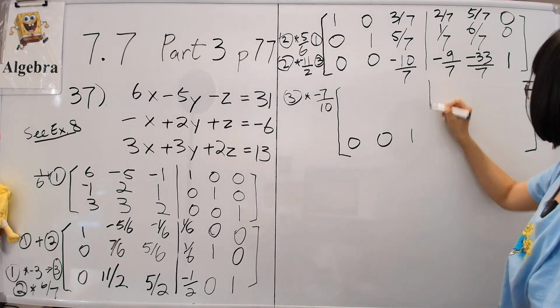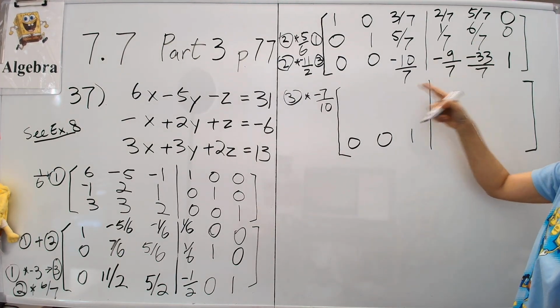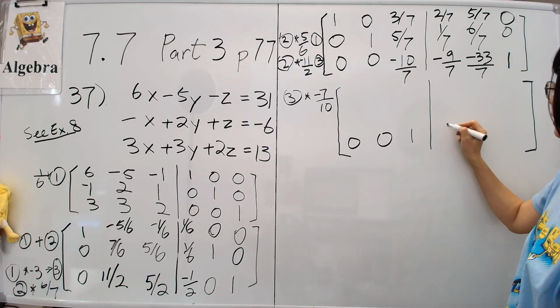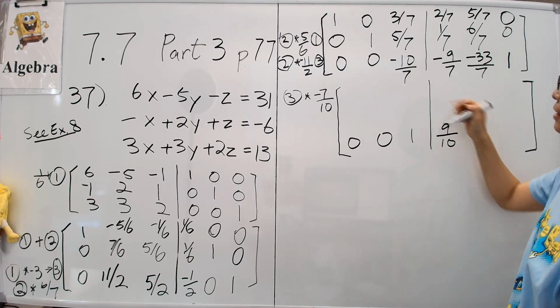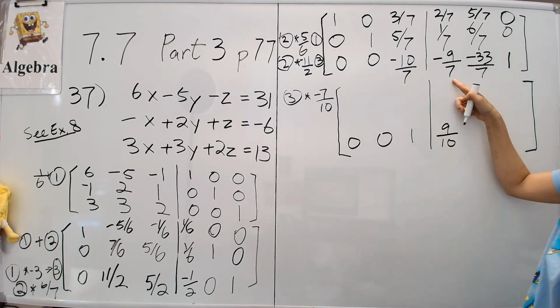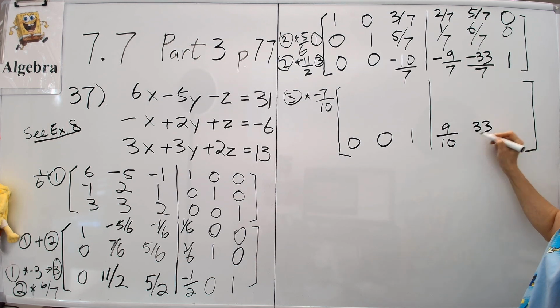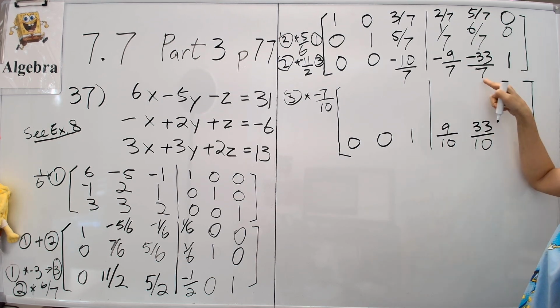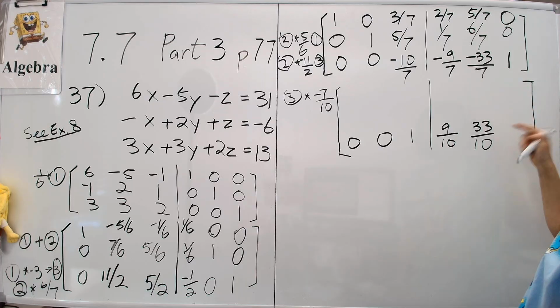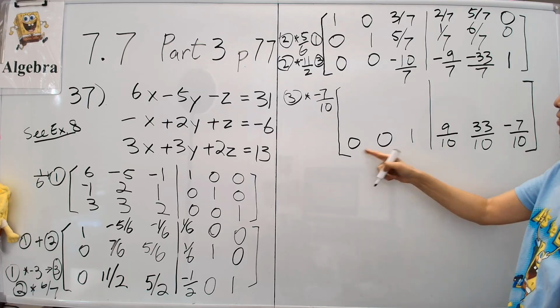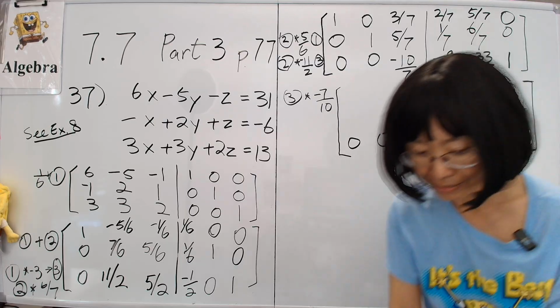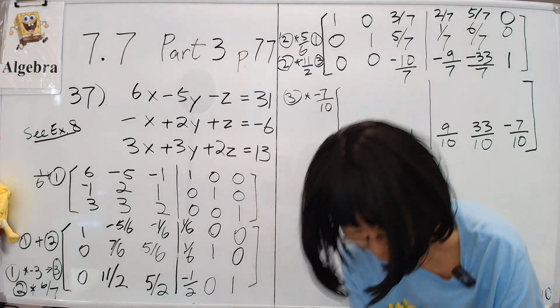And then this part, we need to multiply. That should be 9/10, right? Because the 7 cancels out, the negative sign cancels out. And this should be 33/10. Again, the 7 cancels out, the negative sign cancels out. And the last one is just negative 7/10. All right, so we have 0, 0, 1 here. That's the next step.